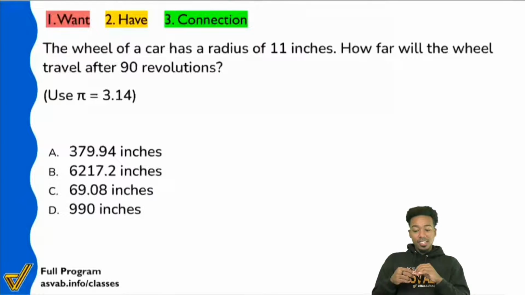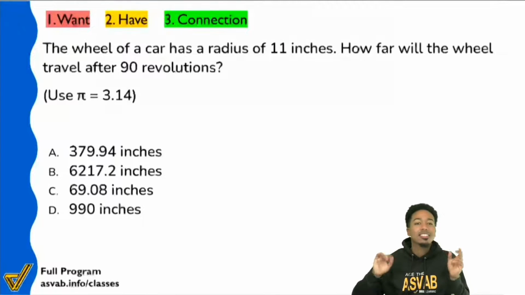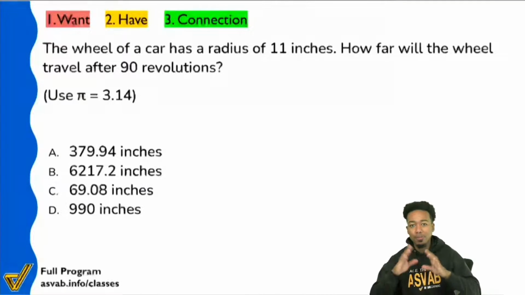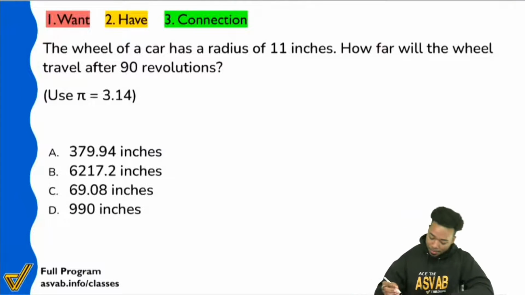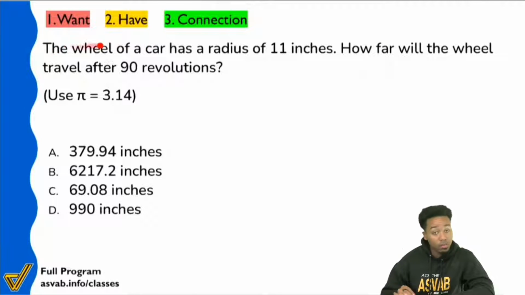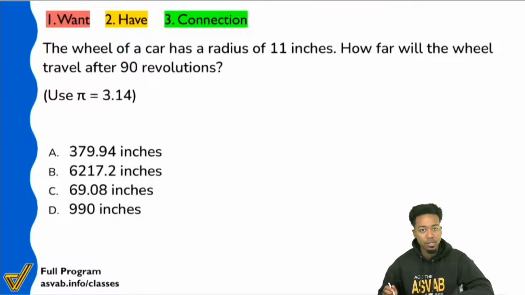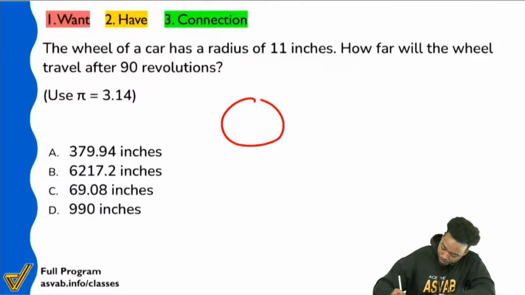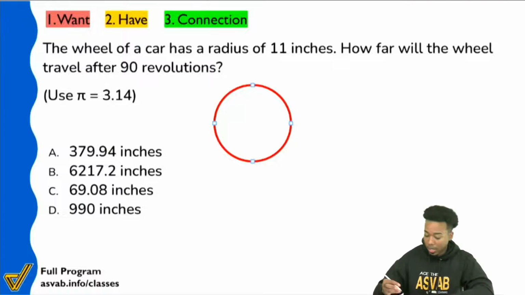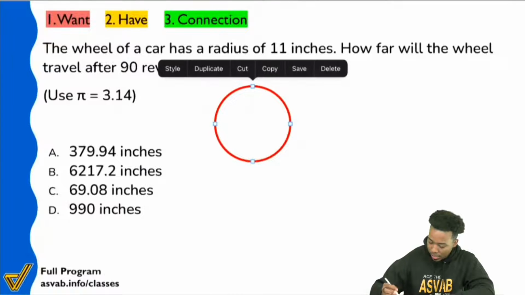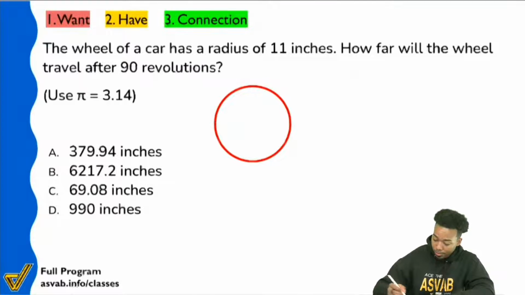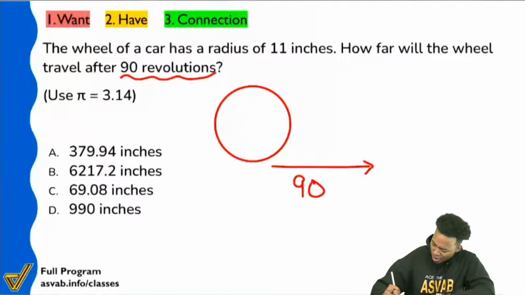We're looking for distance. I wouldn't say distance around the wheel. In a way, yes, that is correct. But if we're talking about pure English, everyone, notice here: wheel of a car, how far will the wheel go or travel after 90 revolutions? So is it safe to say that we have this perfectly designed wheel here by me? And pretty much what we're doing is seeing how far this wheel goes after 90, what is that word there? Revolutions.